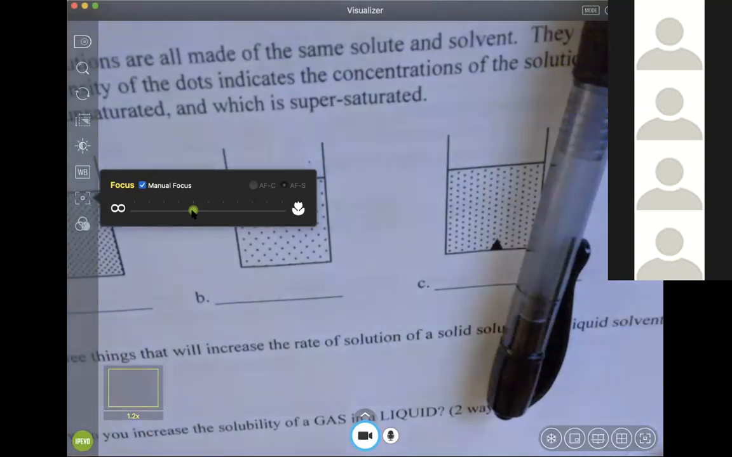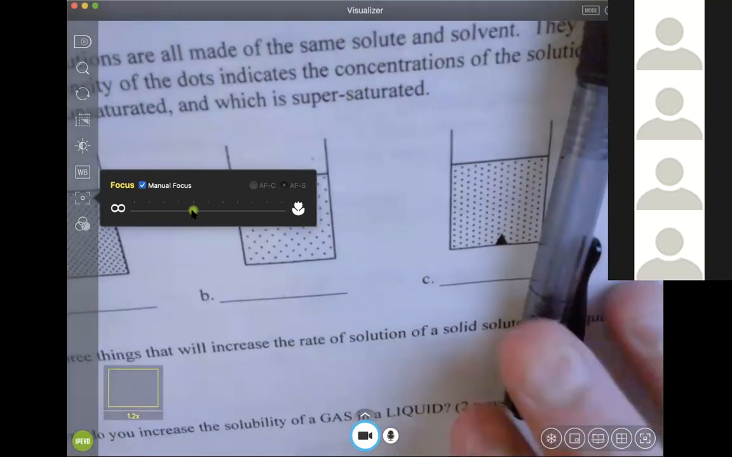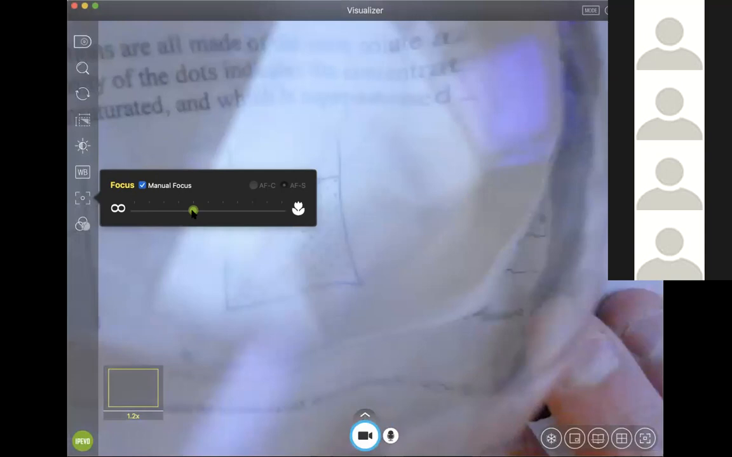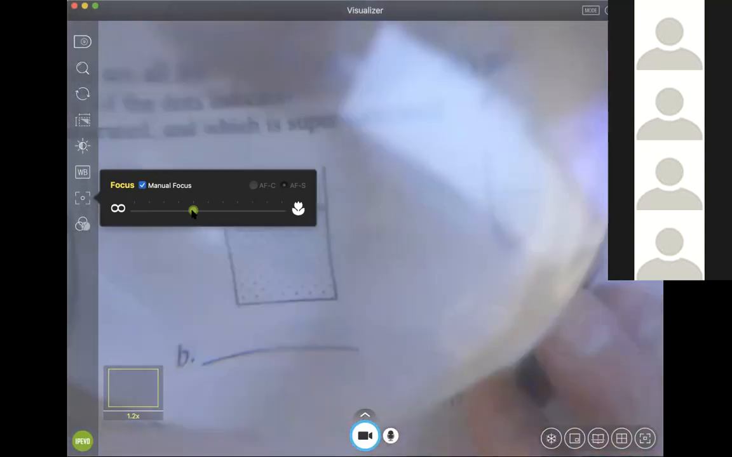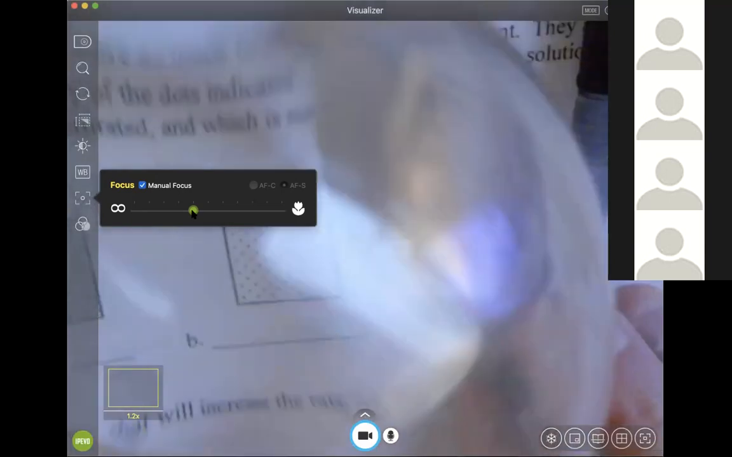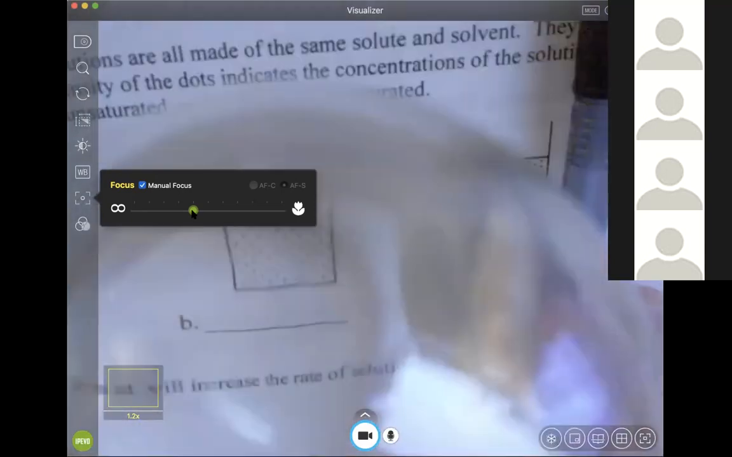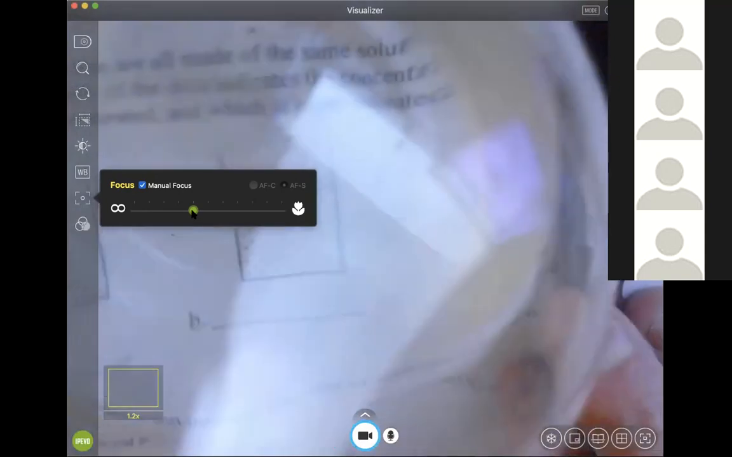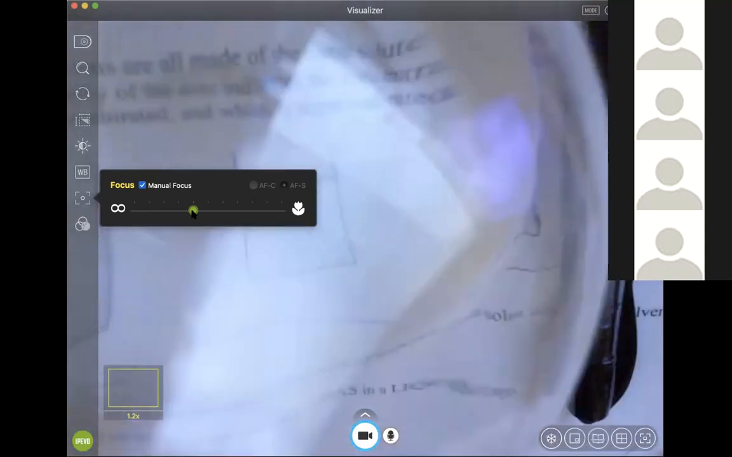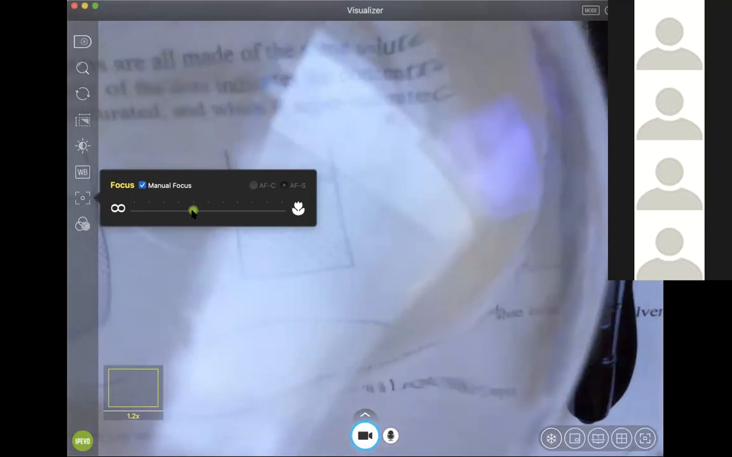The last kind is supersaturated. So this does not have any at the bottom. It looks the same as the unsaturated solution. But if we disturb this solution, see if I can disturb it just barely. There we go. Barely disturbed it. Take a look at what happens.